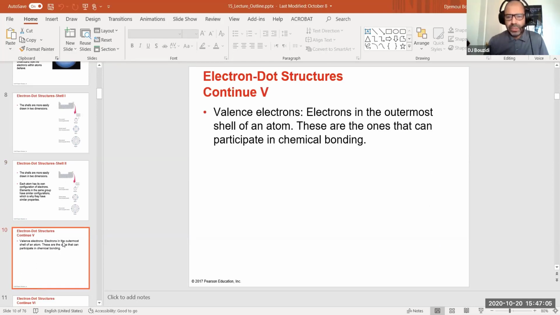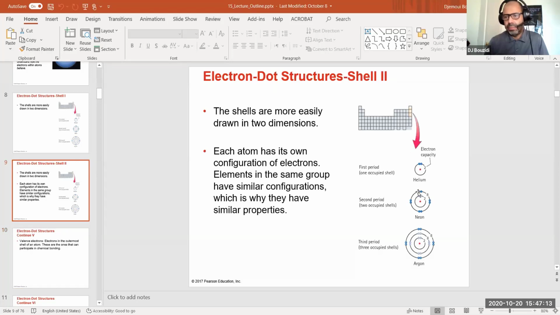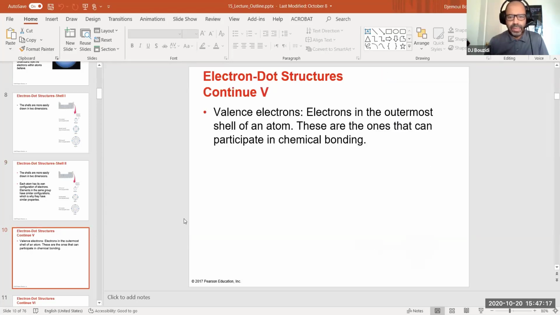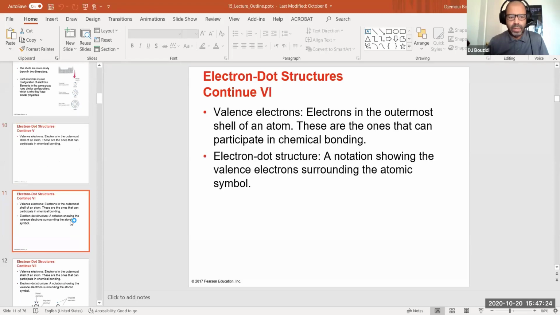So valence electrons are electrons in the outermost shell of an atom. These are the ones that participate in chemical bonding. So that's why we don't have any in here. They're all basically bound in here. So that is the outermost electrons that can participate in chemical bonding, and they are represented with dots. So that's basically how we can see the chemical properties of different elements in here.